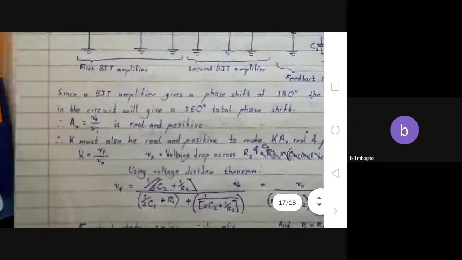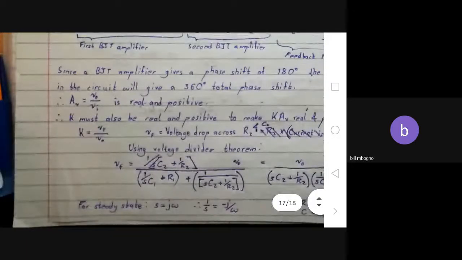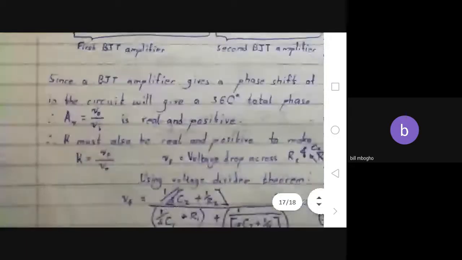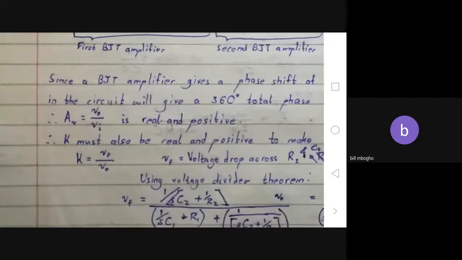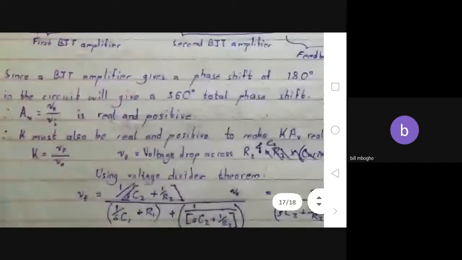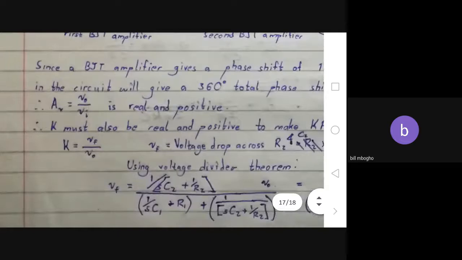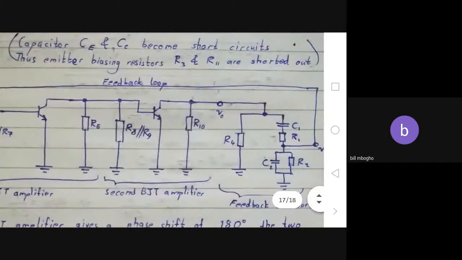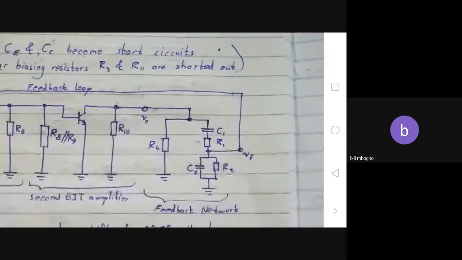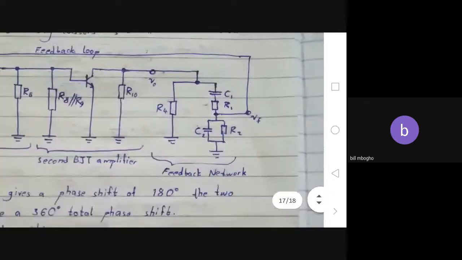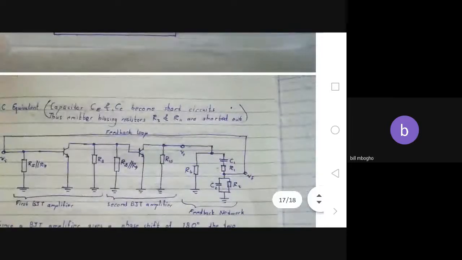So you come here. AV is equal to V naught over VI. V out over VI is real and positive. So K must also be real and positive to make KAV real and positive. So K is VF over V naught. And VF, I think I marked it here, VF and V naught. So this is a simple connection now, because once you've gotten from this complicated stuff to here, it's like you've solved everything.